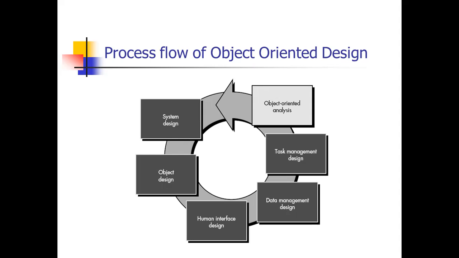We have seen that the process flow starts from object oriented analysis and ends with system design. We studied that in chapter number 6: what object oriented analysis is and what the phases in that analysis are. The flow ends with system design. To design the system, we are working on the previously analyzed model, which we are going to implement. This is the process flow of object oriented design.